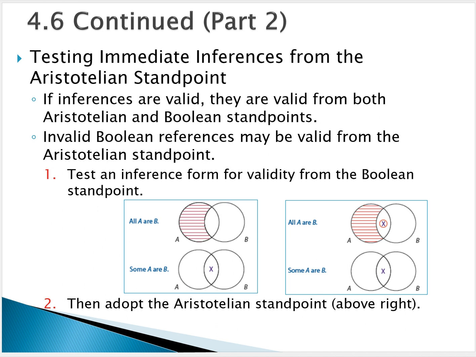All right, so if your inferences are valid, they have to be valid from both Aristotle and Boolean standpoints. Invalid Boolean inferences may be valid from Aristotle's standpoint, so you have to be careful of these things. So you can test an inference form for validity from the Boolean standpoint and then test it from Aristotle's. Boolean is the one on the left. Aristotle's is the one on the right. So test them both. Your book is very straightforward. Usually it tells you exactly which one to do. Like it's going to say from a Boolean standpoint, or from an Aristotle standpoint. So it'll tell you which one.